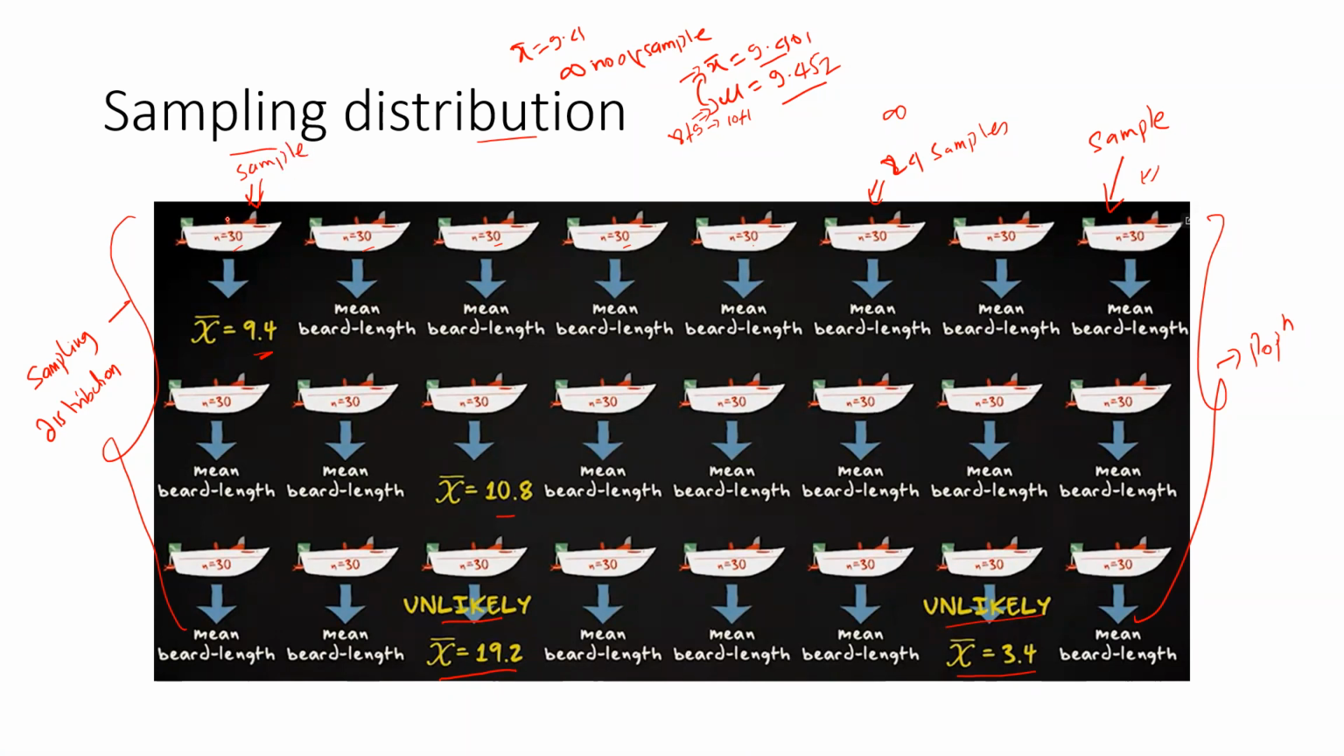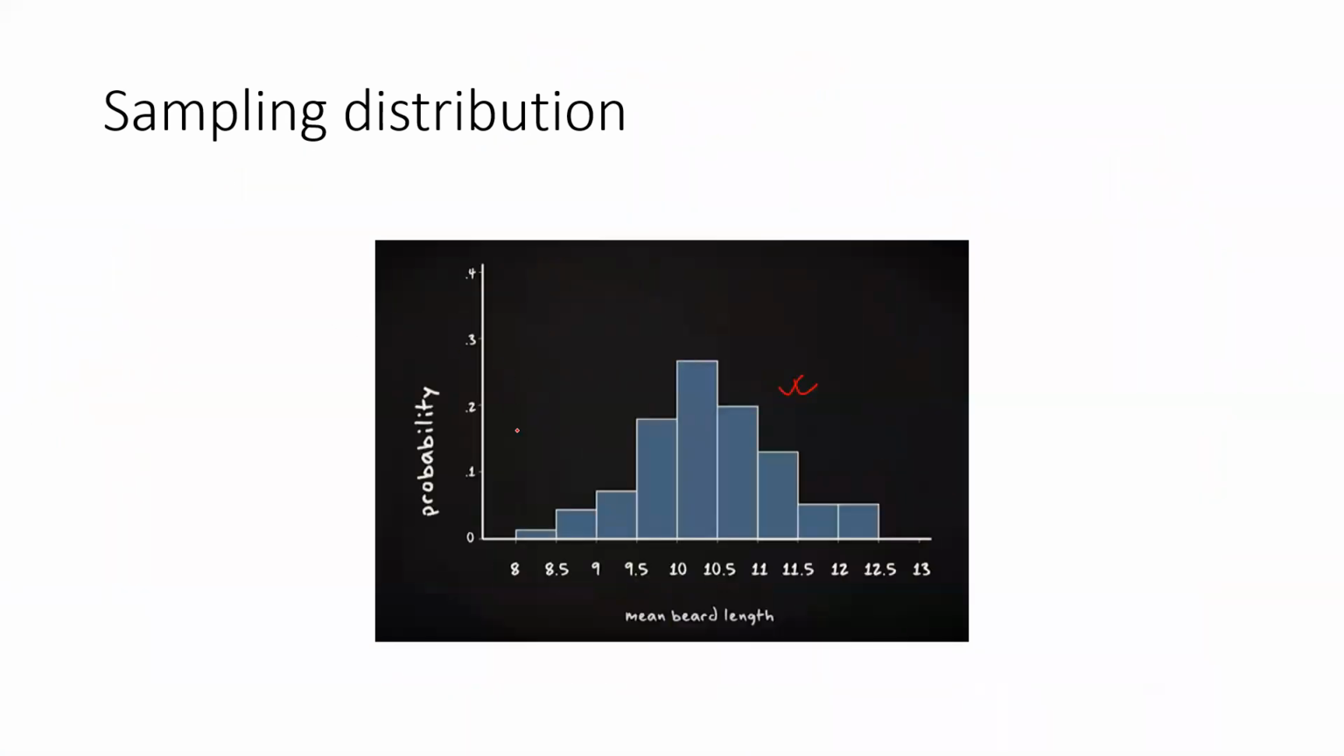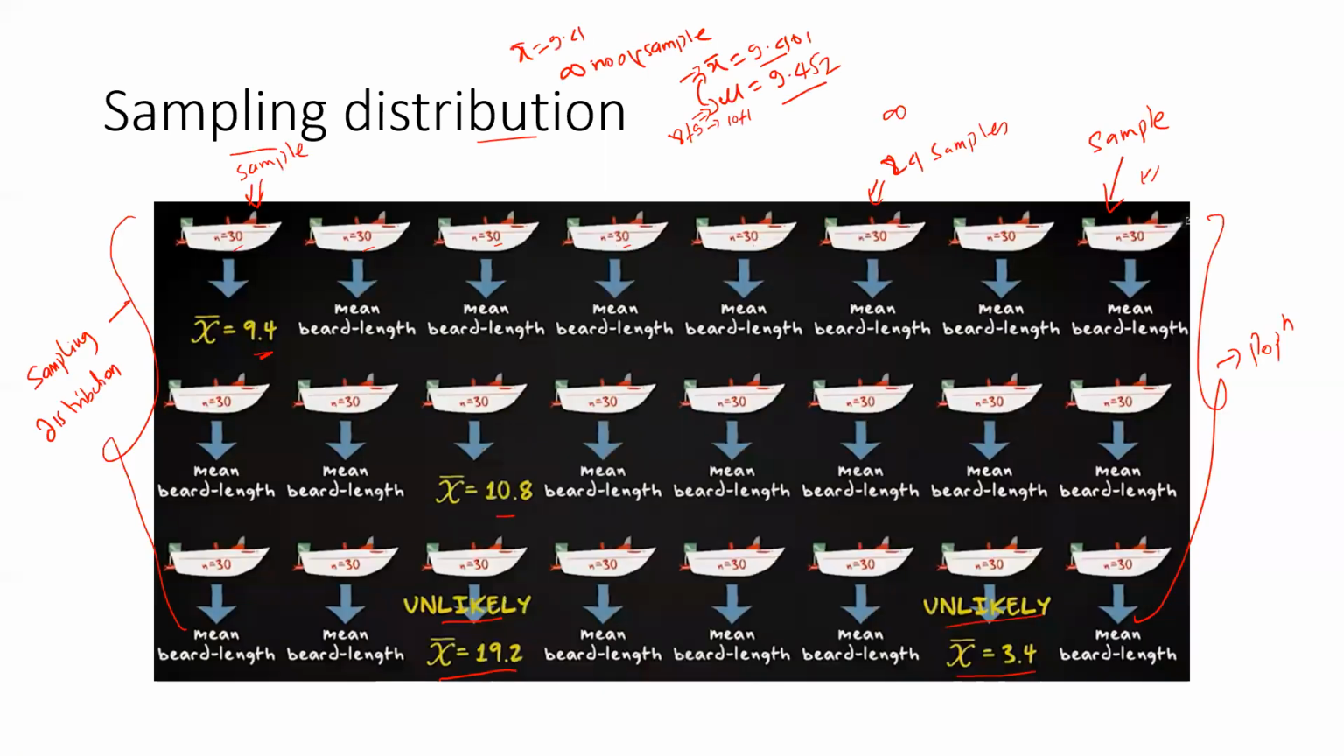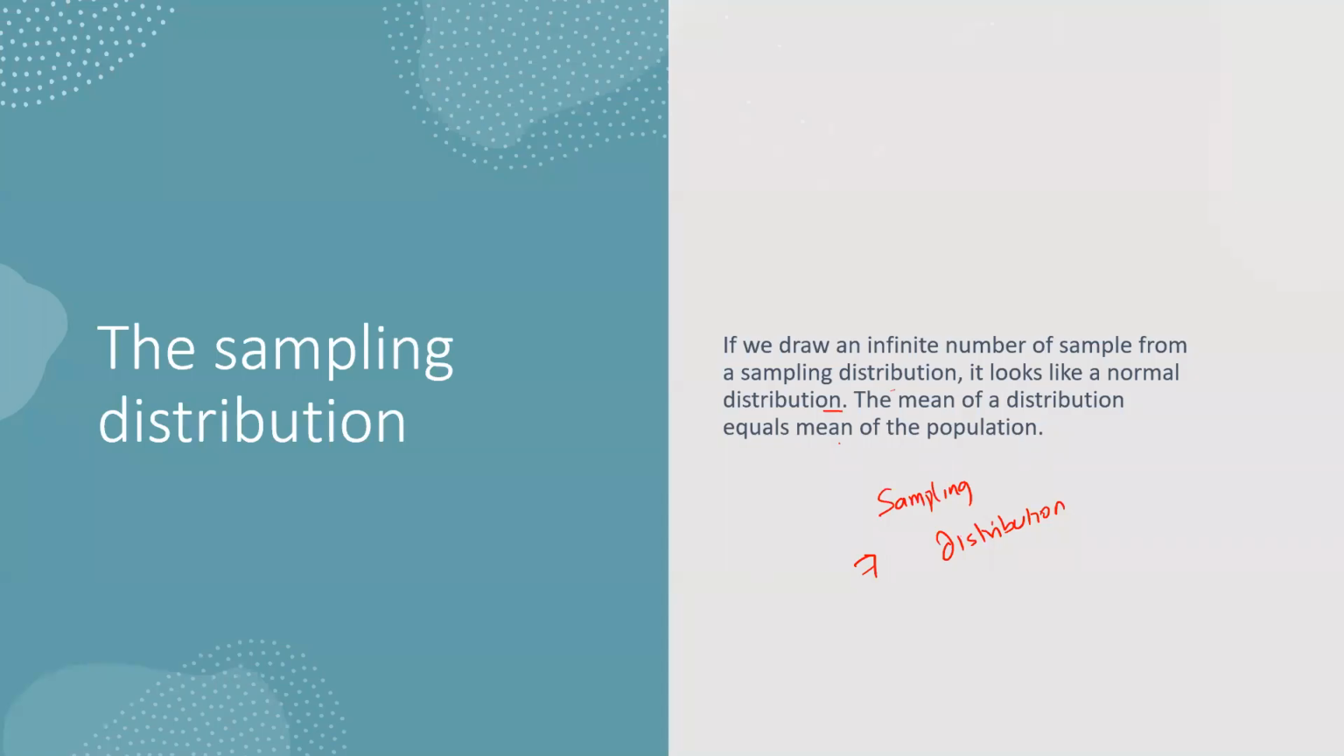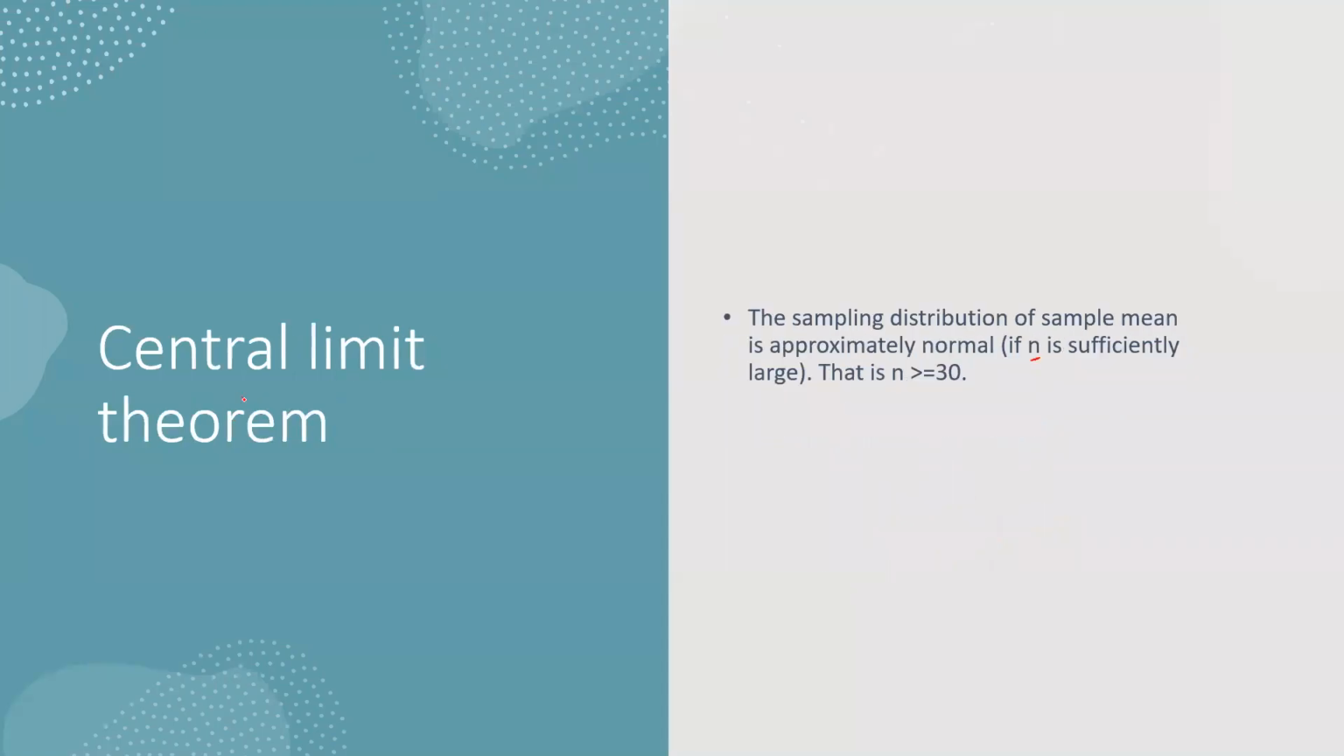This sample is approximately normal. Normal means it follows a bell-shaped curve, right? So it follows a bell-shaped curve, provided your n, the number of samples, is greater than or equal to 30. So this is what the central limit theorem says: the sampling distribution of the sample mean is approximately normal, provided your n is greater than or equal to 30.